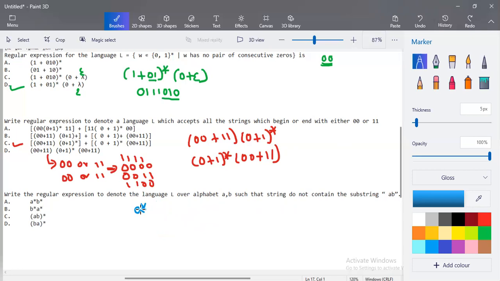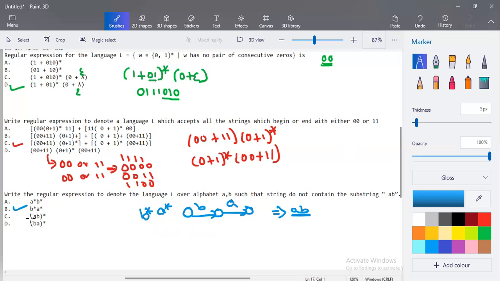And option B is B star followed by A star. Okay, so this is sequential. You have any number of B's followed by any number of A's. So always B comes first and then A. Here A comes at the end. All the A's surely come at the end. So there is no possible way you get AB in between. Okay, so this is your right answer. So option B is your right answer.